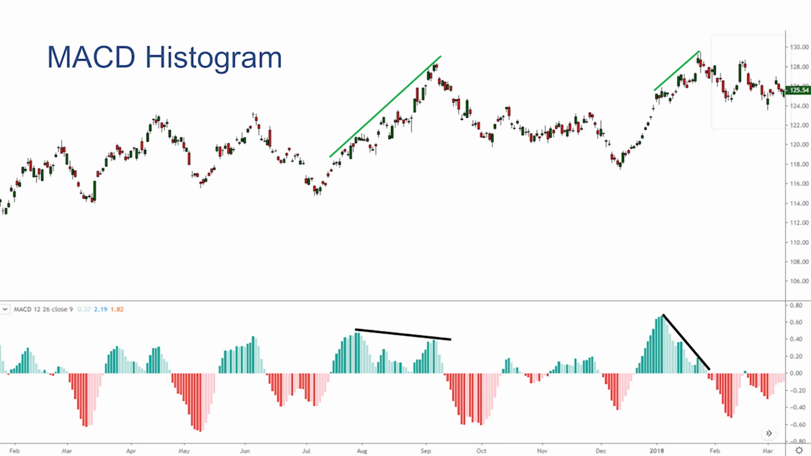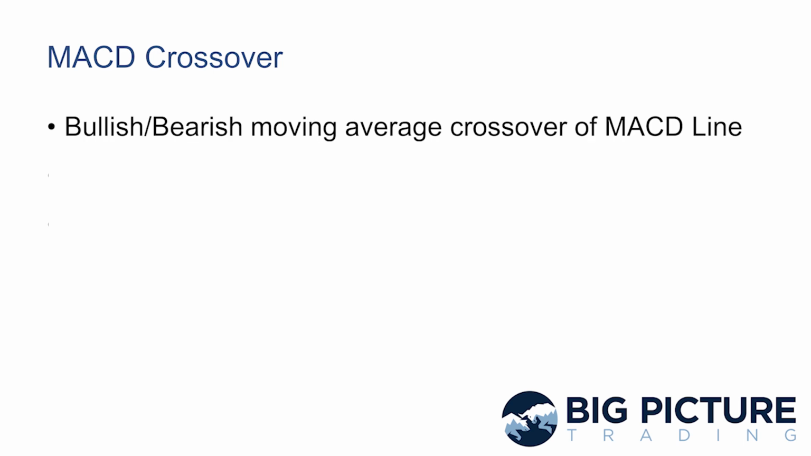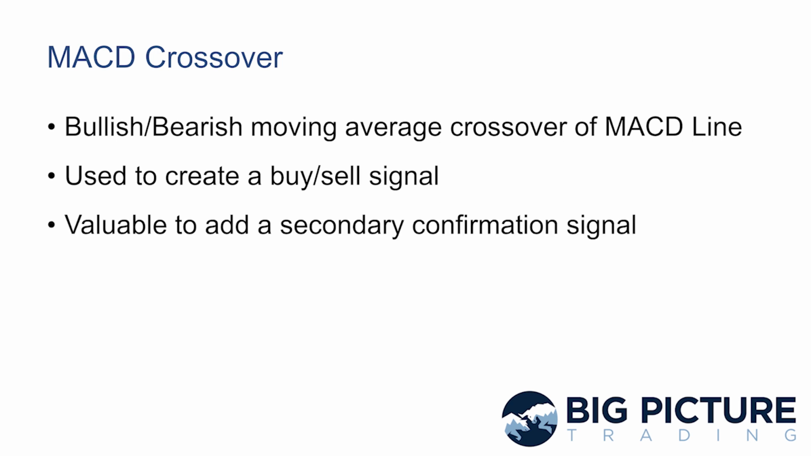Now, that's not the signal line, though, that traders look for. So traders often will turn to the histogram as their resource for looking at divergent price action or momentum. But it's the actual MACD crossover lines that traders often turn to to create buy and sell signals. And so bullish and bearish moving average crossovers on the MACD line are used as buy or sell signals. Now, it is usually a very good exercise to have a secondary technical analysis technique confirming the signal.